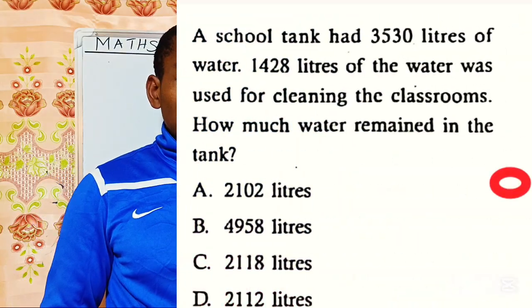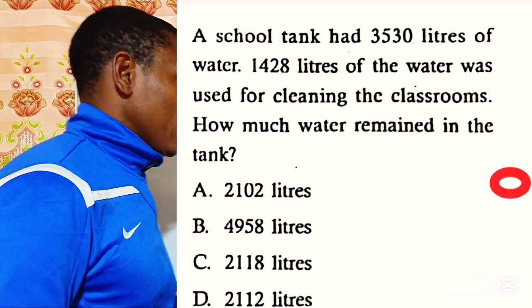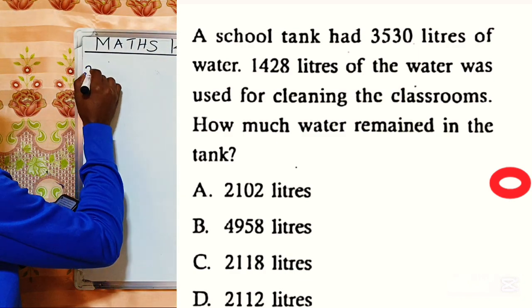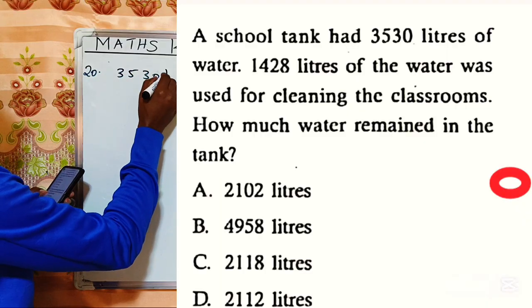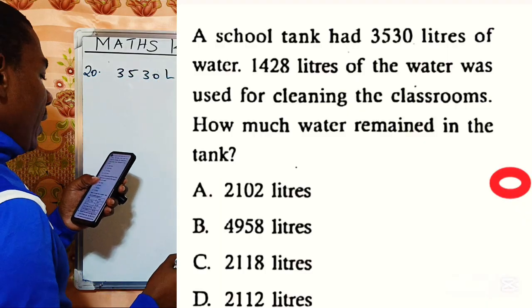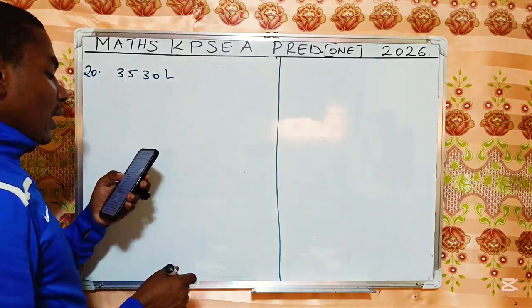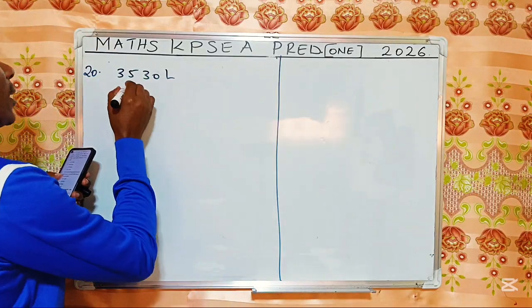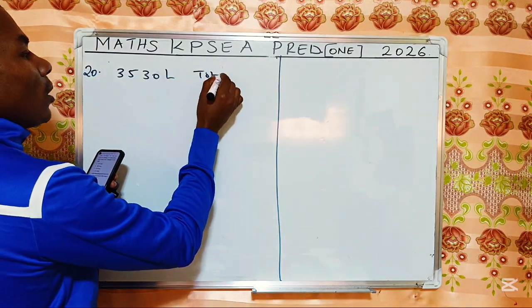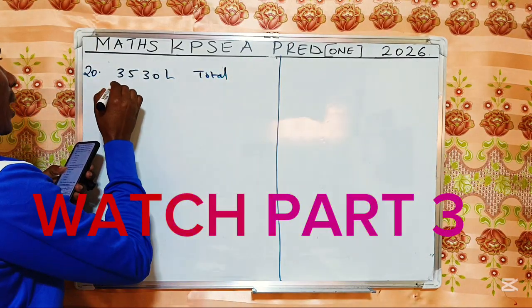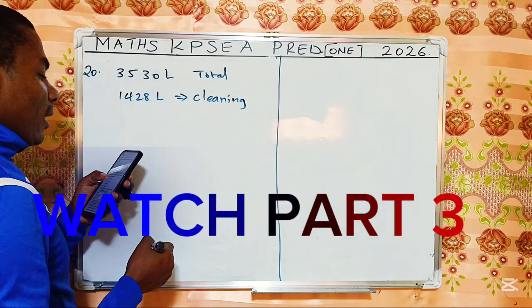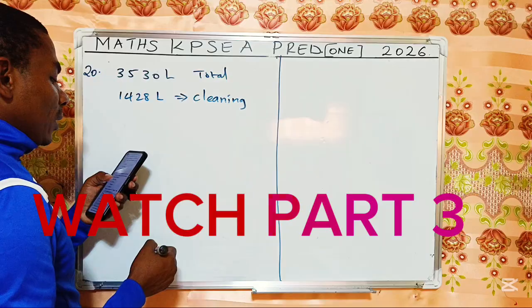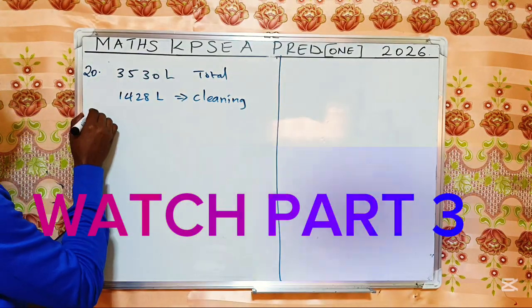A school tank had 30 liters of water. So this one is question 20. So we have 30 liters of water. Then 28 liters of the water was used for cleaning. So this one is the total that was in the tank. Then 28 liters was used for cleaning the classrooms. How much water remained in the tank? So it's subtraction.